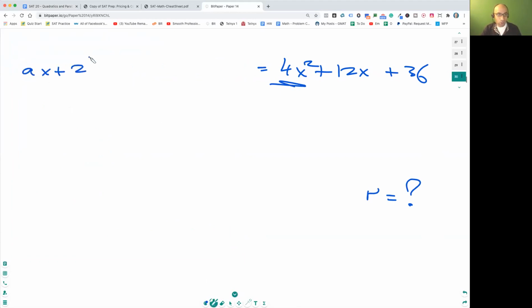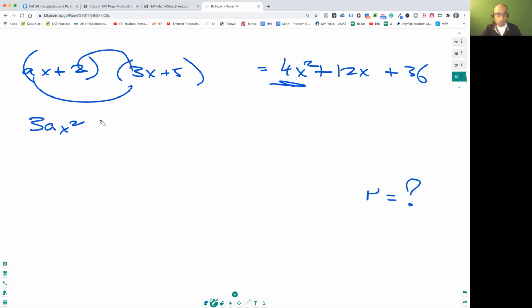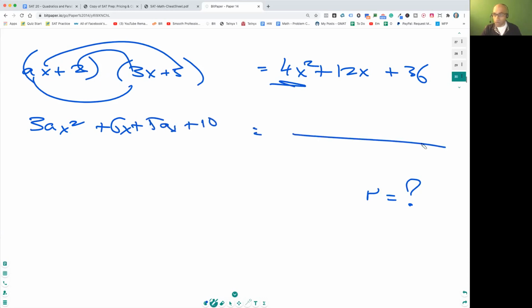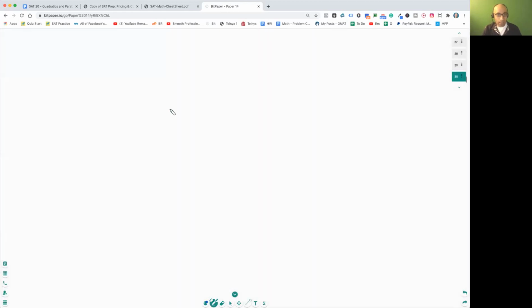ax plus 2, 3x plus 5. And then you just have to foil it first. Foil it over here. Now you have to foil this: 3ax squared plus 2 plus 6x plus 5ax plus 10 is equal to whatever is here, and then you compare these. So with that in mind, let's look at this problem.